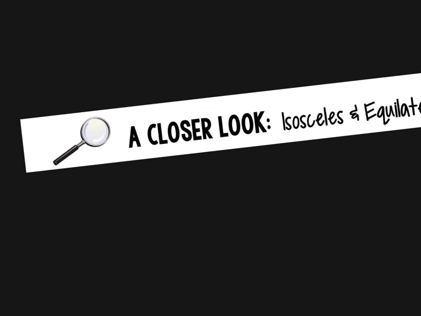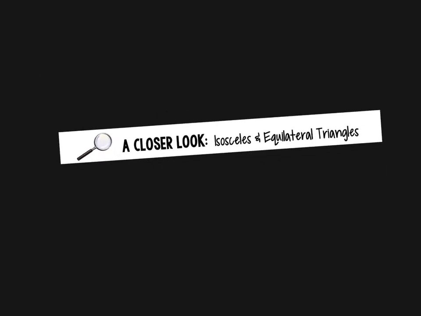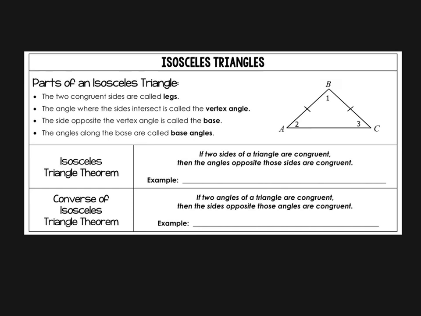In this video, we're going to be taking a closer look at isosceles and equilateral triangles. First, we're going to start with isosceles triangles. We're going to start with this isosceles triangle over here, ABC. We want to discuss what some of the parts of an isosceles triangle are.